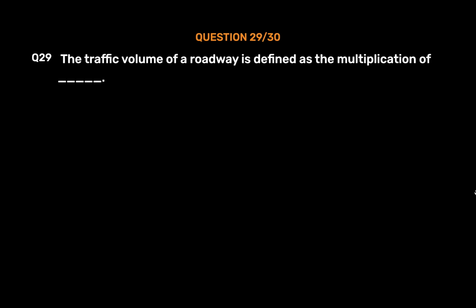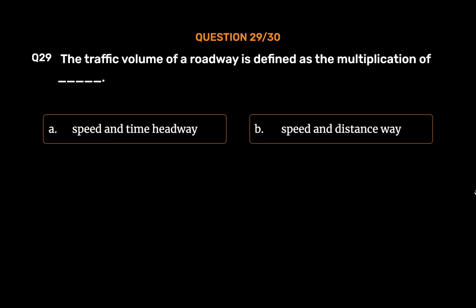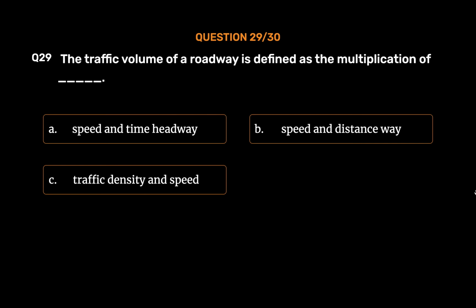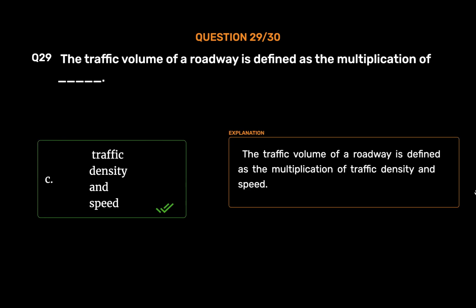Question number 29. The traffic volume of a roadway is defined as the multiplication of underscore. Option A. Speed and time headway. Option B. Speed and distance headway. Option C. Traffic density and speed. Option D. Time headway and distance headway. The correct answer is Option C. Traffic density and speed. The traffic volume of a roadway is defined as the multiplication of traffic density and speed.